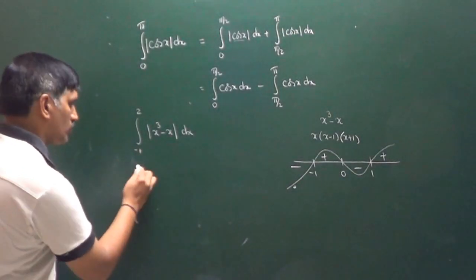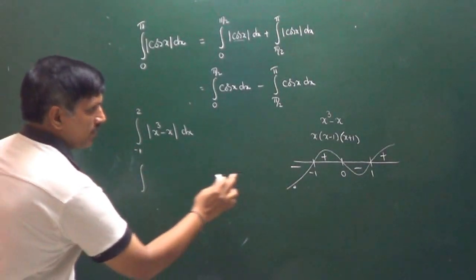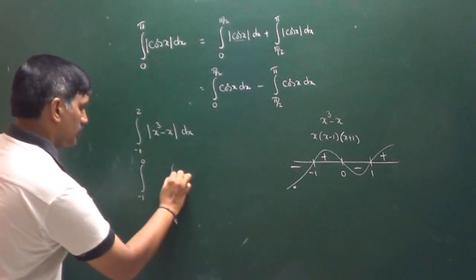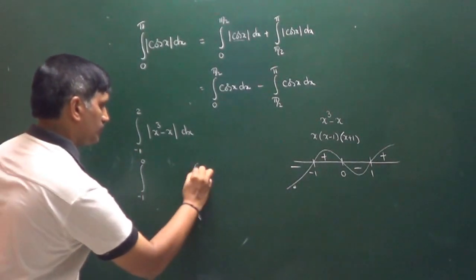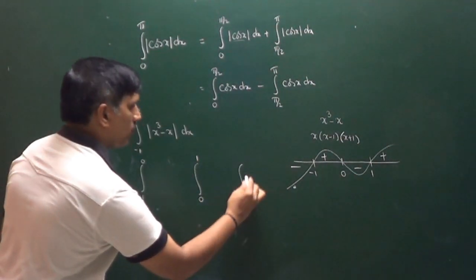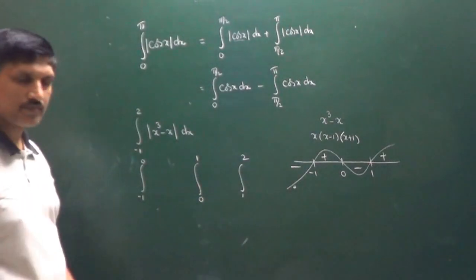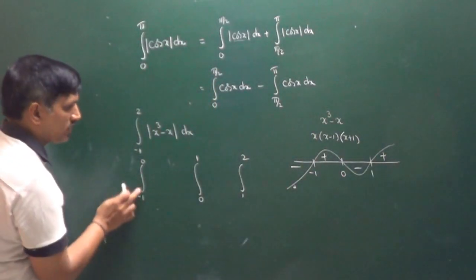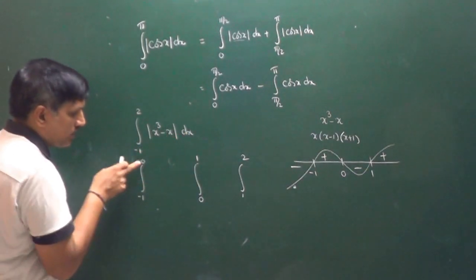Now we have to split this one, observe here, from minus 1 to 0, next 0 to 1, next we are splitting from 1 to 2. So up to 2 only is required for us. Now check minus 1 to 0. Observe the graph, minus 1 to 0.